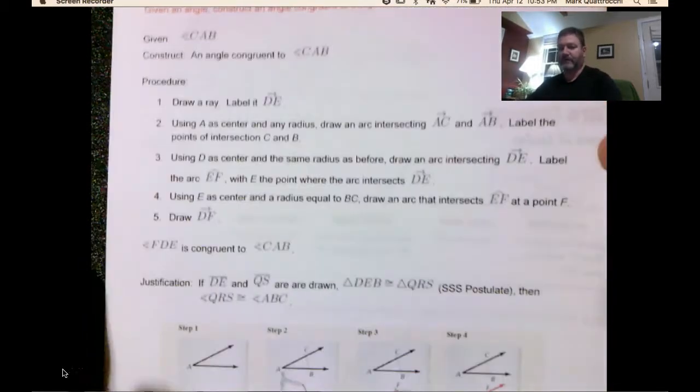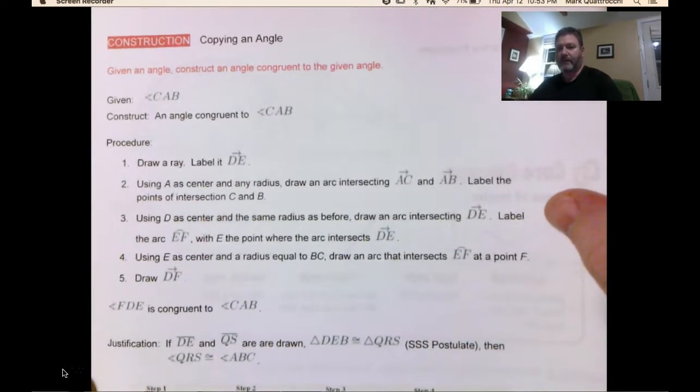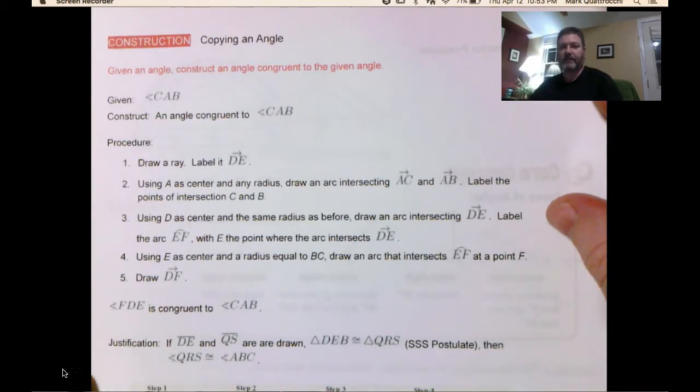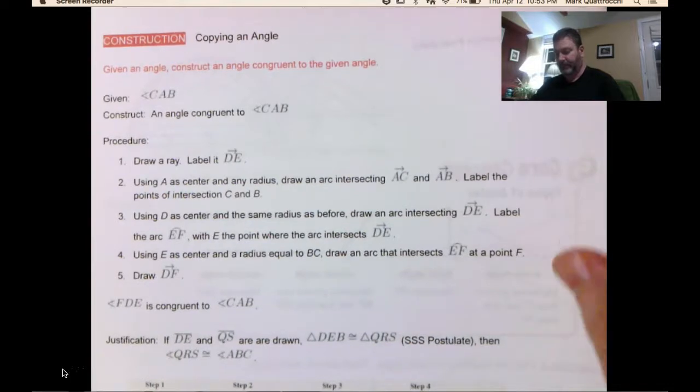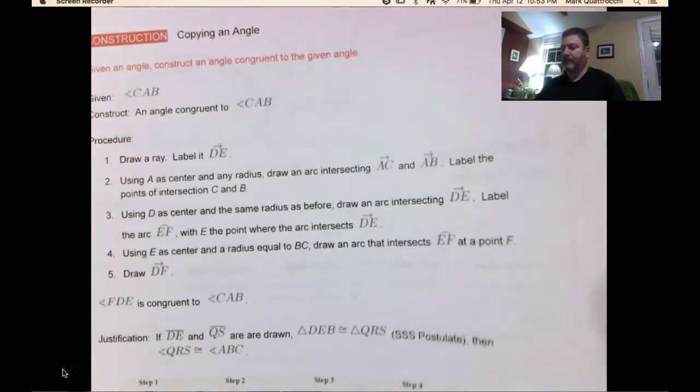Here we have a construction of how to copy an angle. And I suggest that you go to my videos on how to copy an angle, this particular construction, so that we can use that.